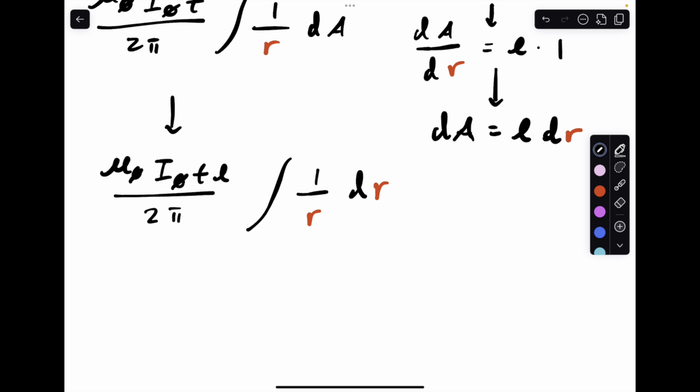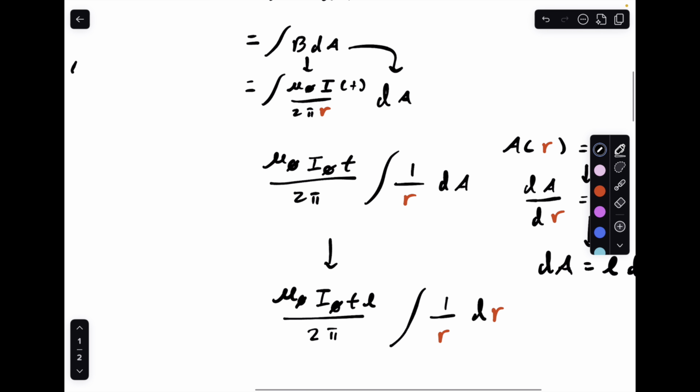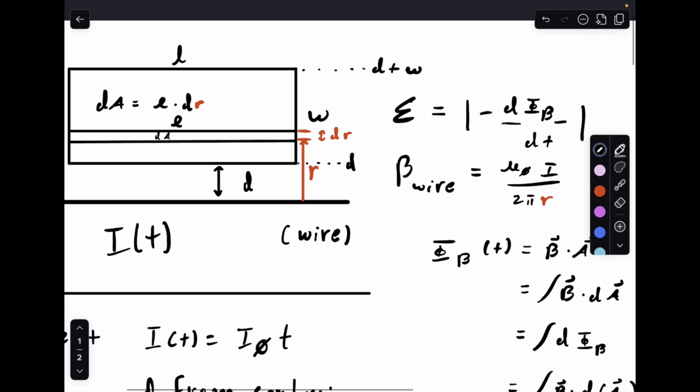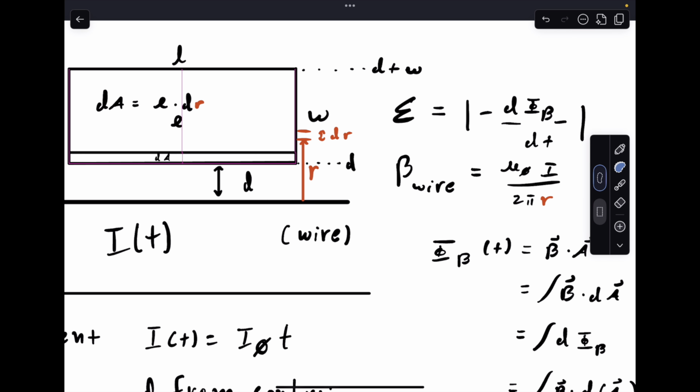And now I need to think, well, what are my integration bounds here? And we could have thought about these integration bounds way earlier. When I'm summing up all of these little dAs, I was moving this dA earlier. I'm summing up these little dAs along this entire width, not along the length, along the width. And the width starts at radius equals d to radius equals d plus w.